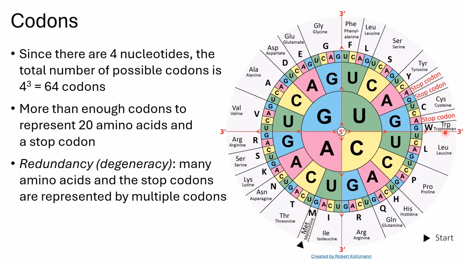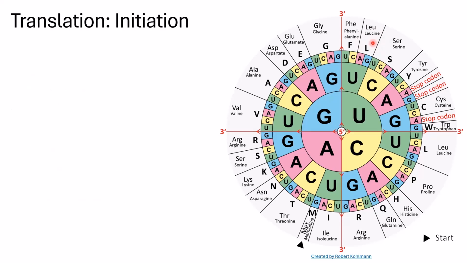Methionine and tryptophan are only represented by one codon, while a few other amino acids, such as leucine, are represented by 6 codons. The redundancy is helpful because if, for example, UUG becomes mutated into UUA, the resulting amino acid is still leucine and there is no effect on the protein sequence. We will continue to use the codon wheel as we go through the process of translation.